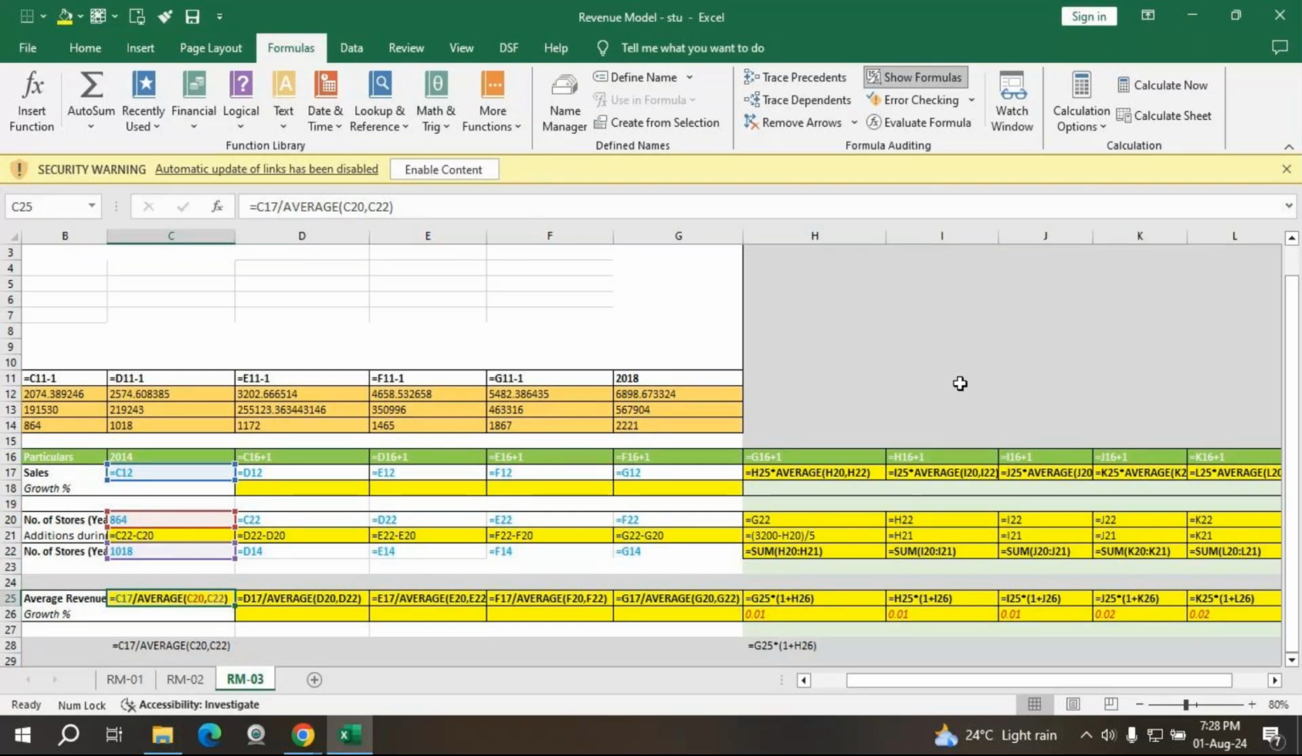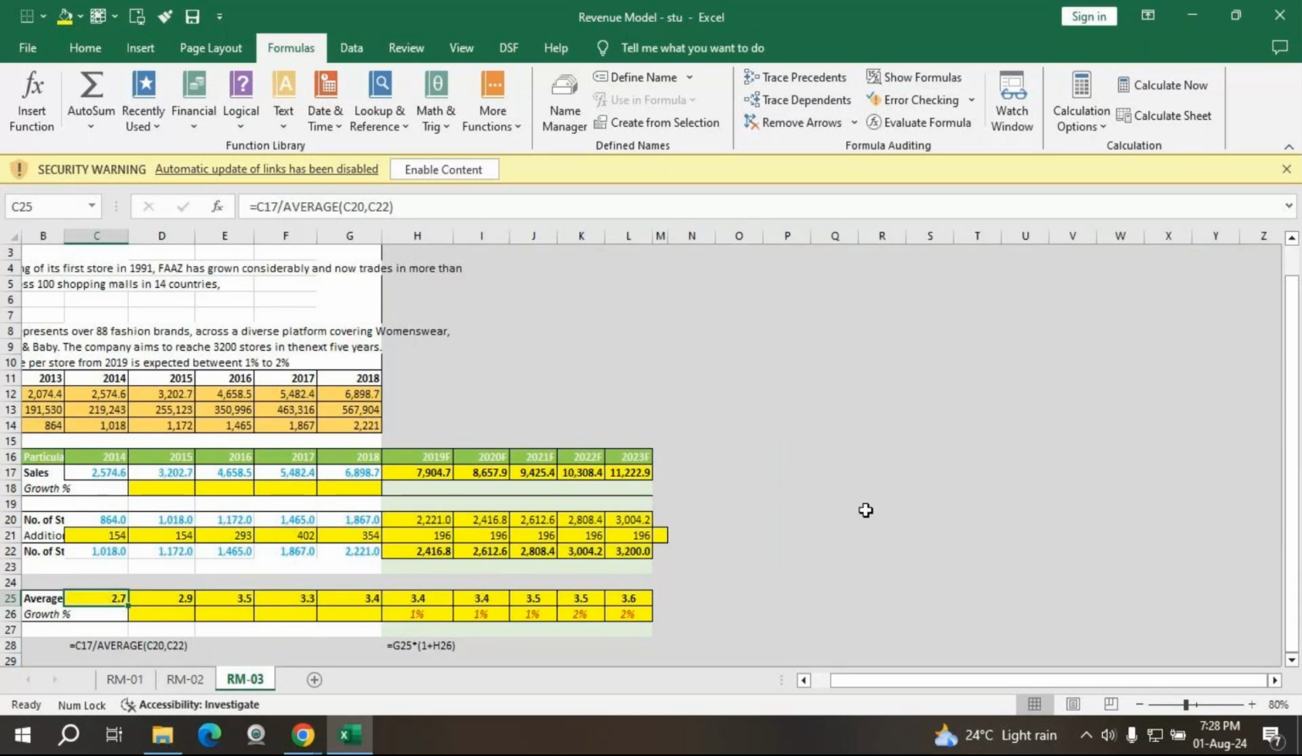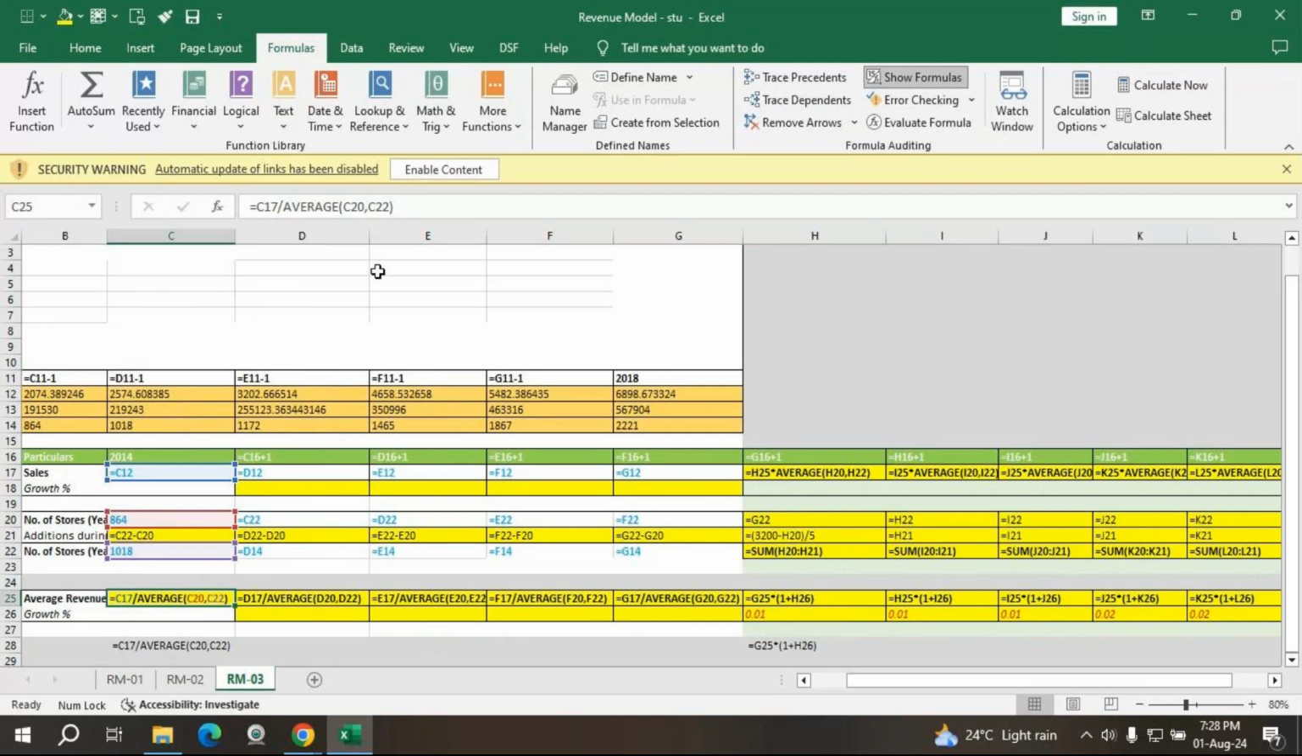Ma'am, can you just once show the value so I'll verify? Yeah, ma'am, I've got it correct now. So when you did the dragging, then only it was showing the problem, right? Yes, ma'am. So here it should be C20 comma C22. Sometimes in selecting the cells also a lot of changes happen.